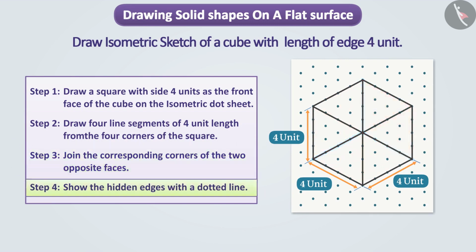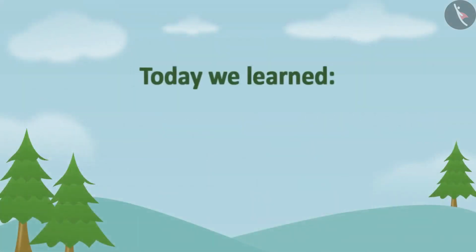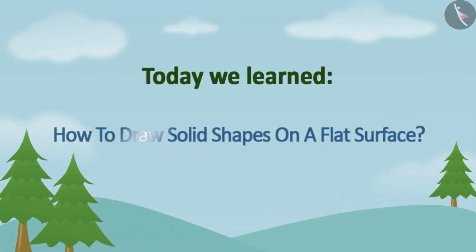Step 4. Now we will show the hidden edges with a dotted line. In this way, we have drawn a proportionate 2D representation of the cube. We will get to know it better in the next video. Today we learned how to draw solid shapes on a flat surface. We will see some examples related to them in the next video.